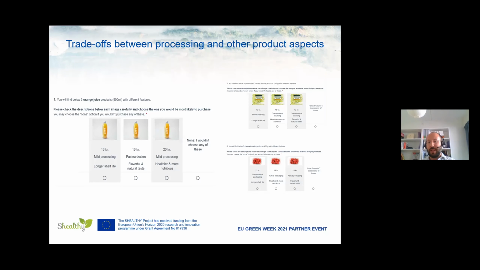And this is how the task looked for a consumer. So you had the three products. You did this several times so that all combinations could be evaluated. There would be a price, a benefit, and a type of processing, and consumers had to choose which one they would purchase. And they also had the option to say that they wouldn't choose any of these.